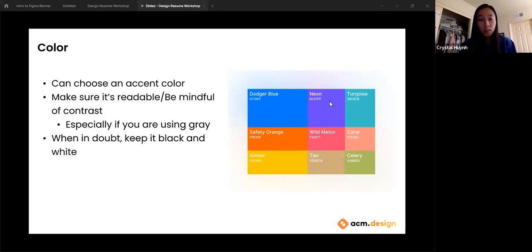So just be mindful of the contrast for whatever color that you choose, especially if you're using light colors like gray. But if you're not sure about colors, like, oh, I don't know if this is okay, or I don't know if this firm will like it, when in doubt, you can just keep it black and white. It's totally fine.